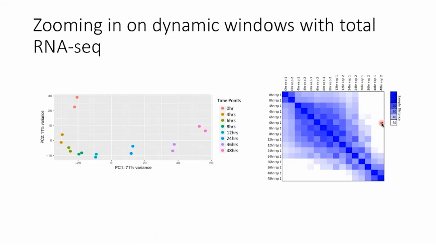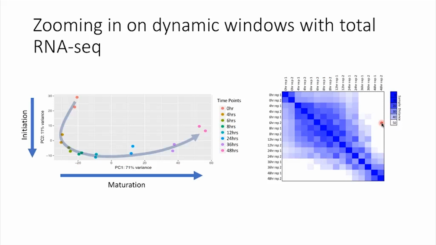So looking at the RNA-seq data set globally, I wanted to identify the timescale on which we have the largest changes in gene expression. On the left, we see a PCA plot, and we see that it tracks very nicely over time for the most part, but then there's this big gap between the 0 and the 4-hour time point that we're associating with initiation.